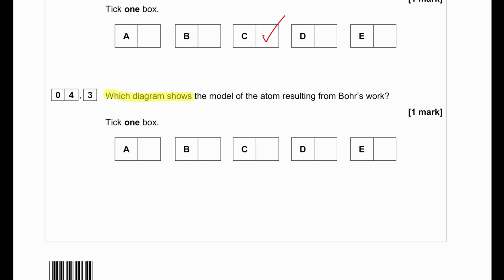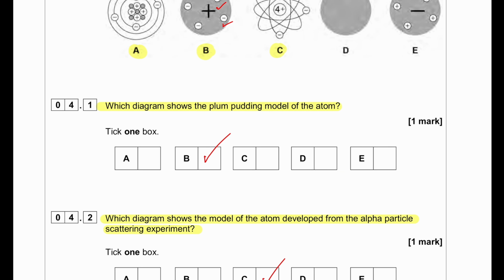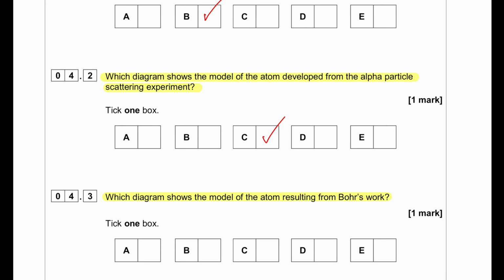Which diagram shows the model of the atom resulting from Bohr's work? So if we consider Bohr's work, it was more detailed, showing that the nucleus is a dense place with the atomic weight in it. The positives cannot be right next to each other, because we know that positive charges repel each other, so they must be spaced out with some neutrally charged neutrons, and the electrons are found in the shells.